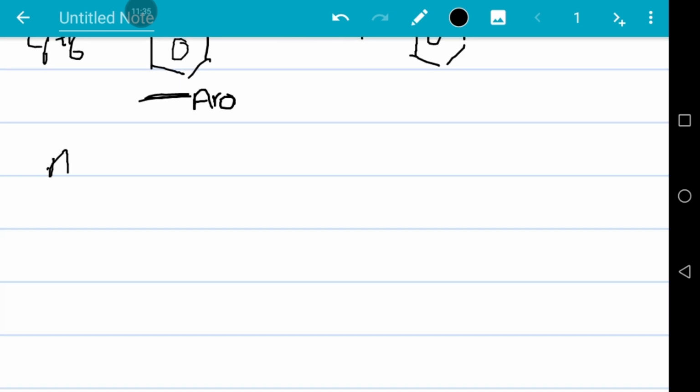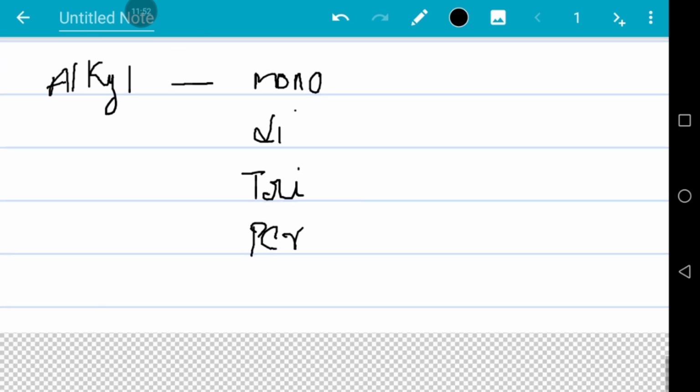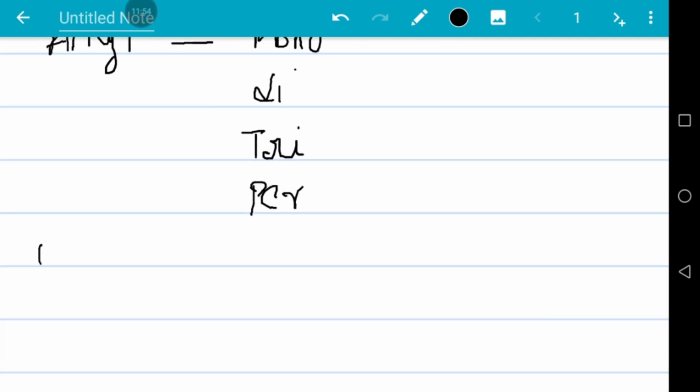Next, alkyl halides are again classified into different types: the monohalides, the second one is the dihalides, the next one is the trihalides, and the next one is the perhalo compounds also. So now, first, the monoalkyl halides.